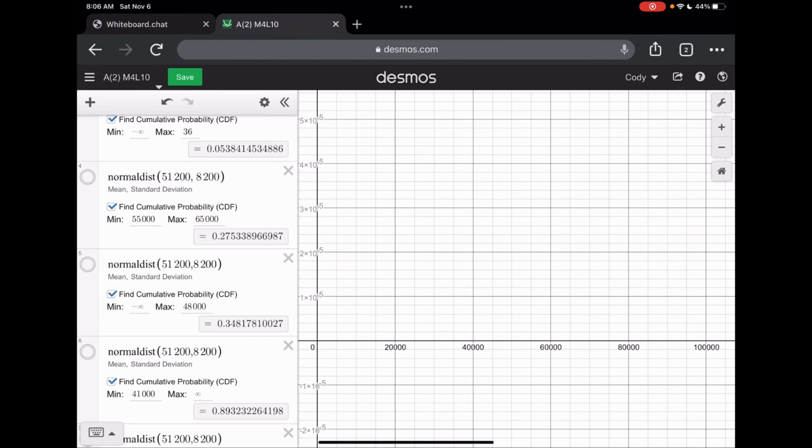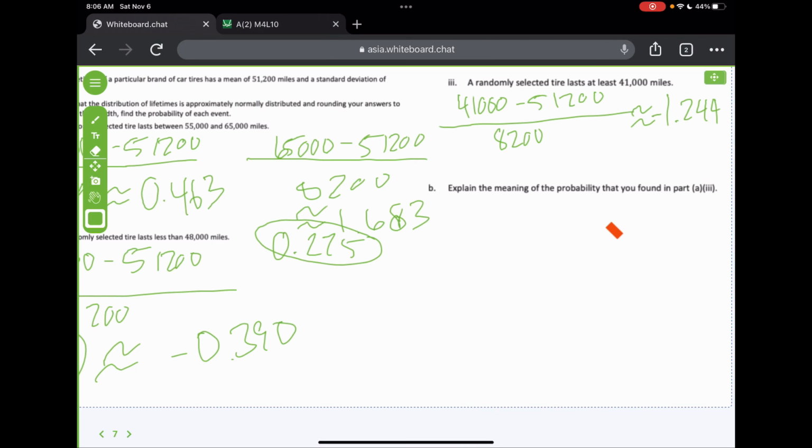Okay, so let me erase that, and let's go to Desmos. And let's calculate it. There you go. And it's 0.893. I'll show you that one more time down here. Here's the minimum is 41,000. We're going to the maximum, and that is 0.893. So you got a really good chance of picking a tire at random that's going to last you at least 41,000 miles.